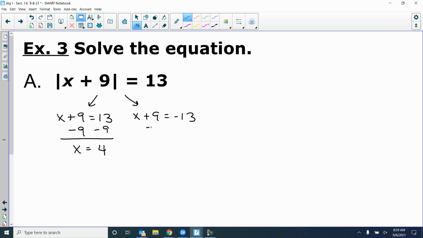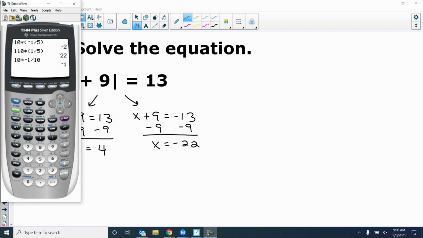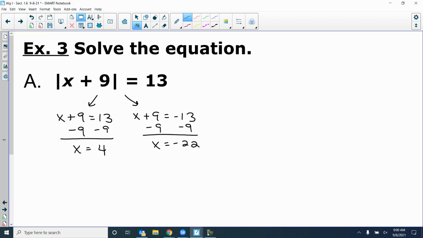Over here, what do I get? Subtract 9, but I'm taking negative 13 minus 9, and what is that? Negative 22. Now I'm going to test this one. What's negative 22 plus 9? Negative 22 plus 9 is negative 13. What's the absolute value of negative 13? Positive 13. So that works.